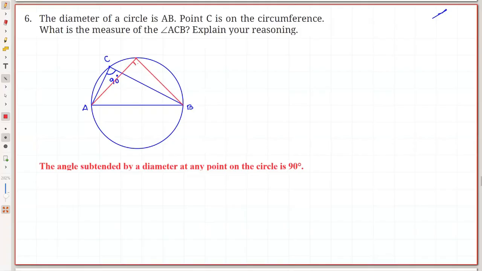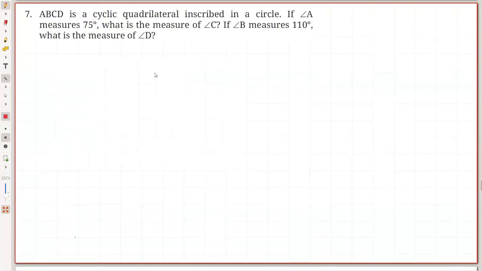This should be 90 degrees. So the angle subtended by the diameter at any point on the circle is 90 degrees. So the answer is 90 degrees. You can just put it in a box. Box 90 degrees.